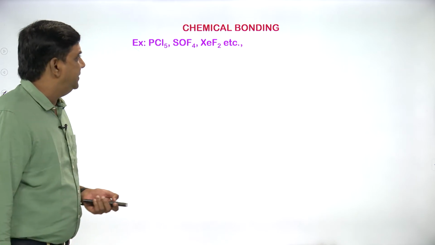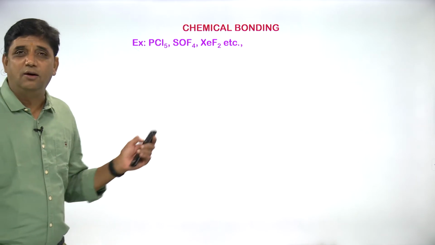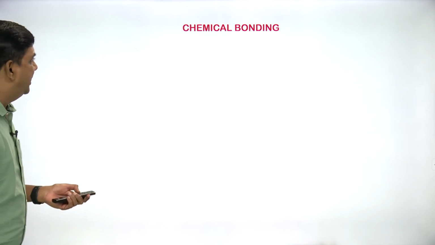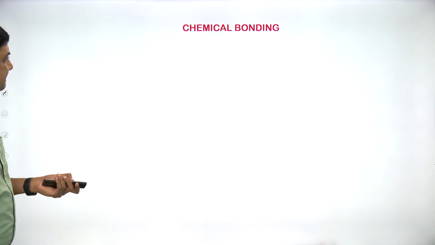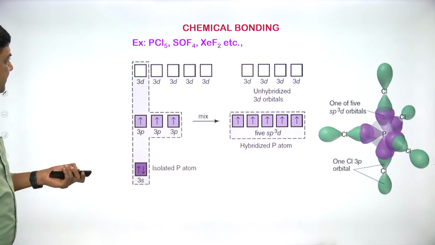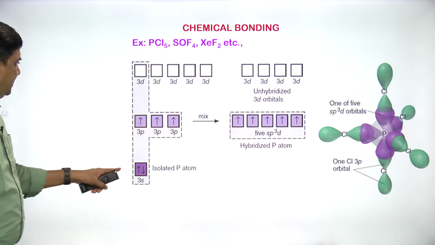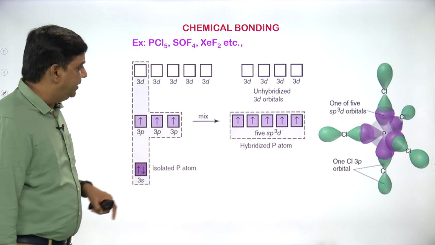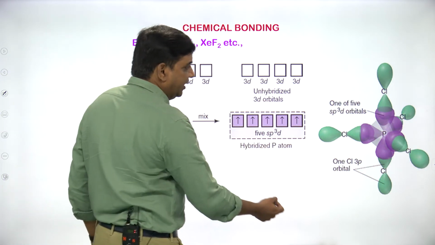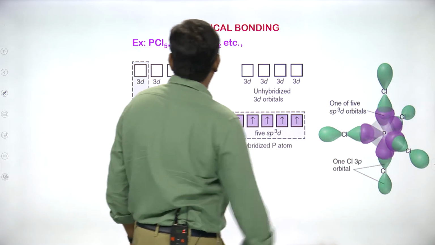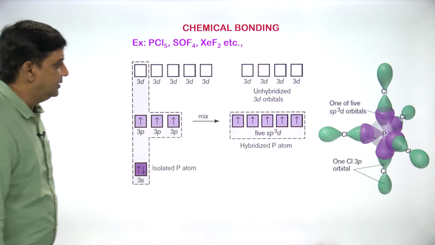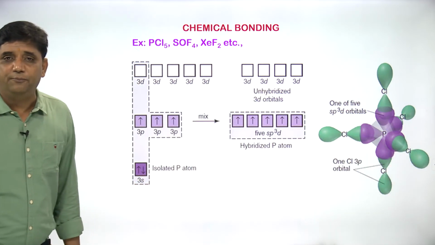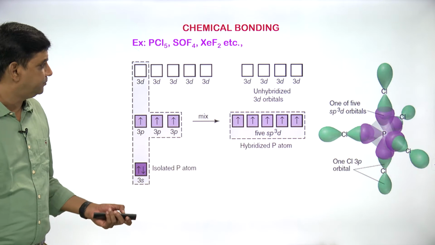Examples of that are PCl5, SF4, XeF2 and so on. And students, before going to that, 3s, 3p and 3d, sp3d hybridization. So these are the 5 sp3d orbitals, and the example of this is PCl5, with phosphorus overlapping with the 5 p orbitals of the chlorine atoms.